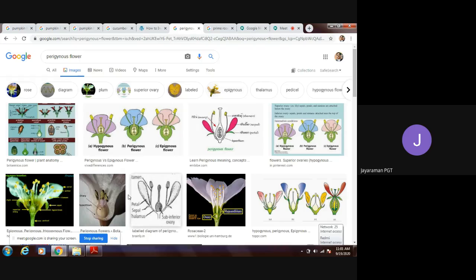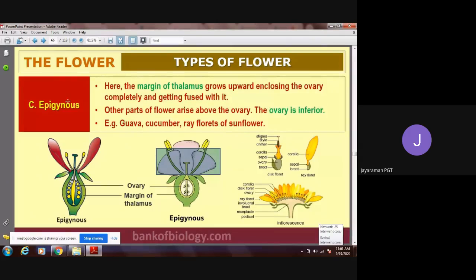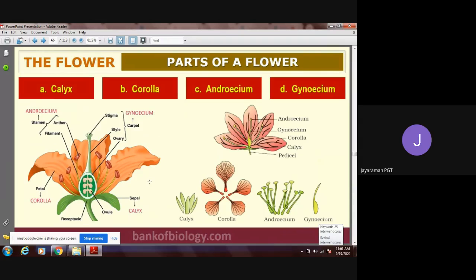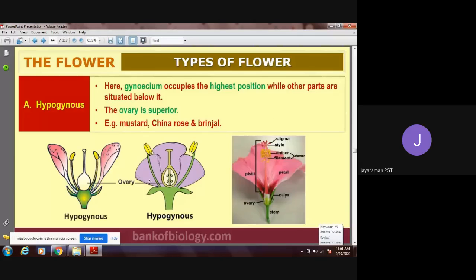Perigynous is surrounding the ovary. Okay, an epigynous flower has an inferior ovary. So any doubt in this? Any doubt? No, sir.